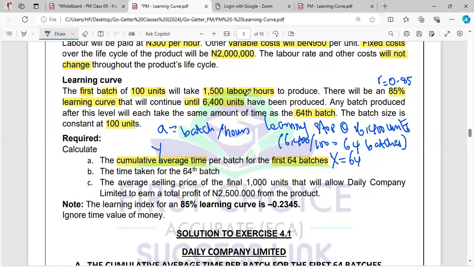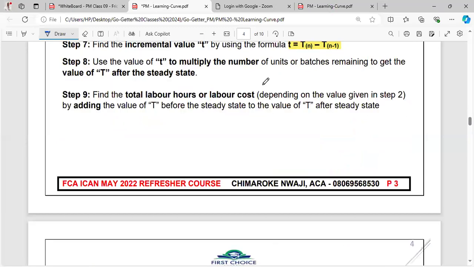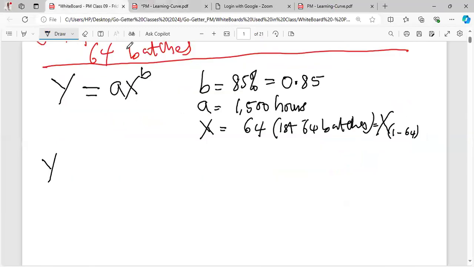B has already been given. Okay, B is not given. Sorry, B was not given. I beg your pardon, it's R that was given. So your R is given here. We need to find B. But we are giving B, but we need to test it, in case we are not given B, to know how to look for it.